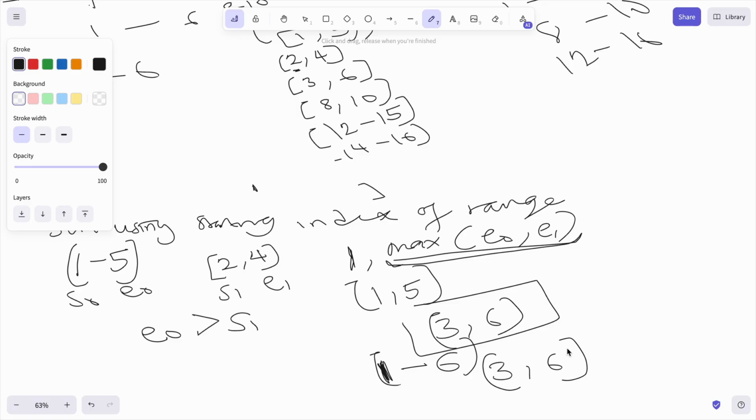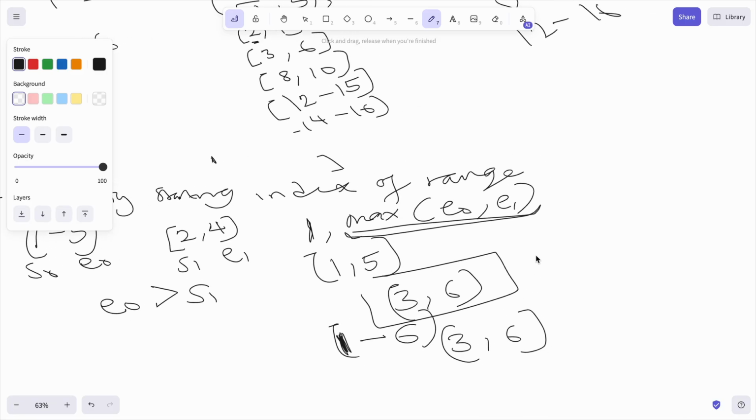If you are processing 8 next, that means we are done with 3 and 6. So we can immediately output that we have a complete range, and that range is not 3, 6. The range is 1 to 6. Then we repeat the same process for 8, 10.